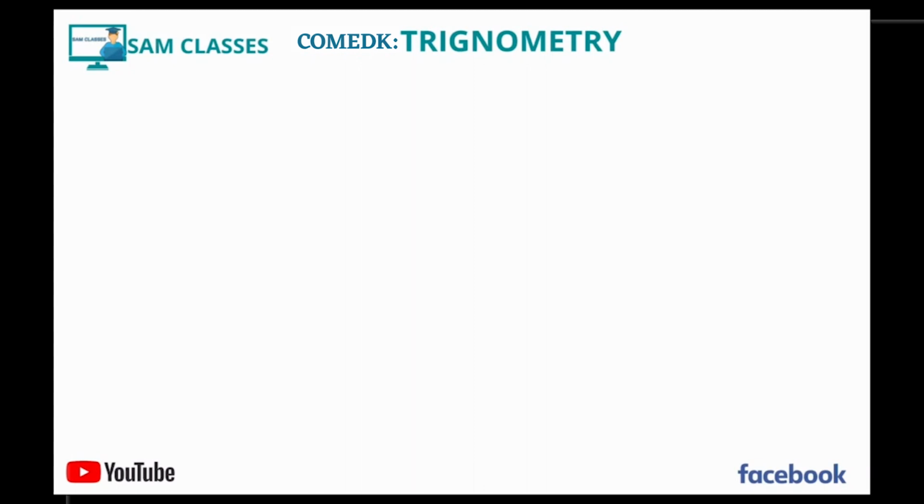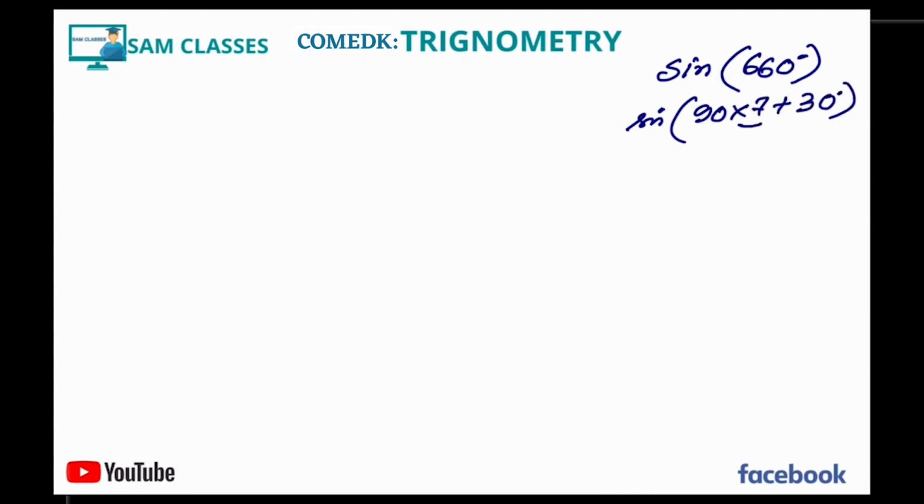Let's say we have a big value you can take, student. What you can take is sine of 660 degrees. So what we can write, first write in terms of 90. Sine of 90 into 7 means 630 plus 30 degrees. Very simple. Now if you see an odd value here, change the sign to cos.